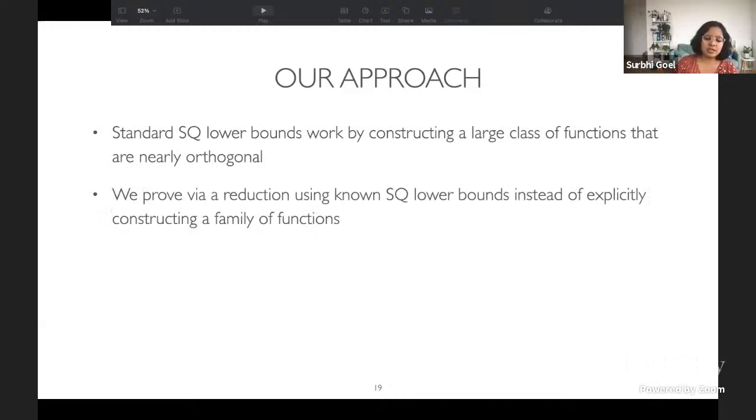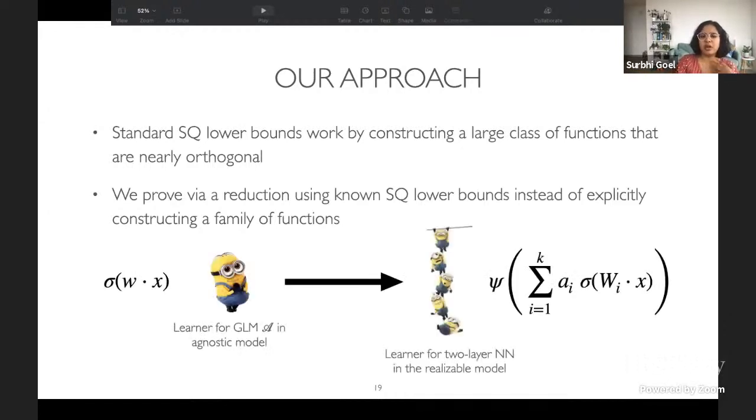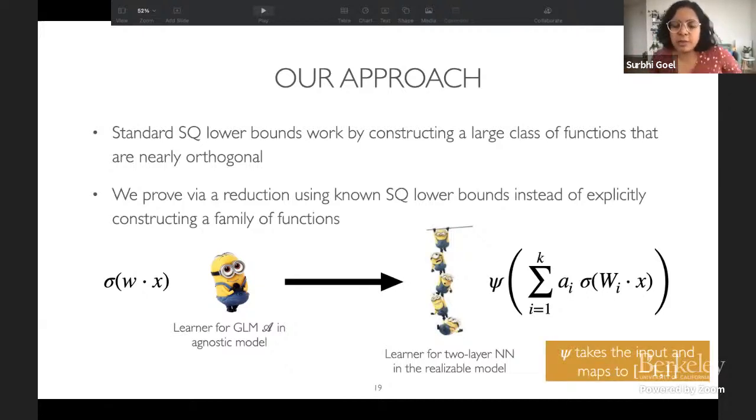So here what we do instead is, instead of constructing explicitly this class of functions, we use SQ lower bounds for existing families and then construct an optimization approach such that if we could solve this underlying problem, then we could solve the bigger problem. So it's a reduction in that sense: if you had a learner for this GLM, this underlying setup in the agnostic model, then you could actually learn a more complex model, which is a two-layer neural network in the realizable model. And we know from previous results that this is actually hard, which gives us a reduction.